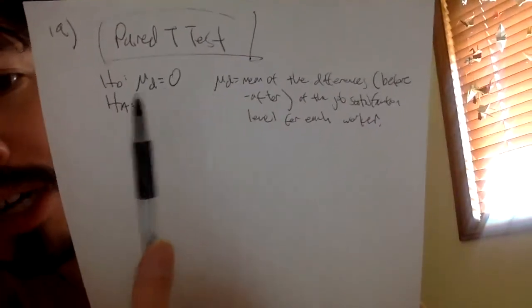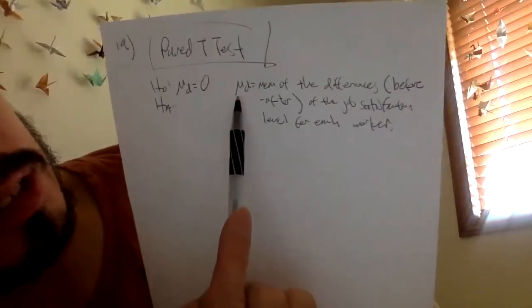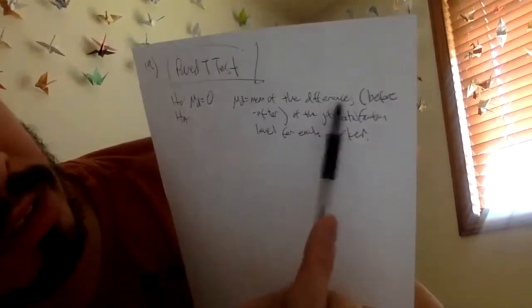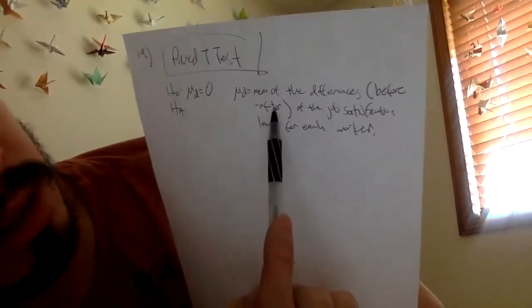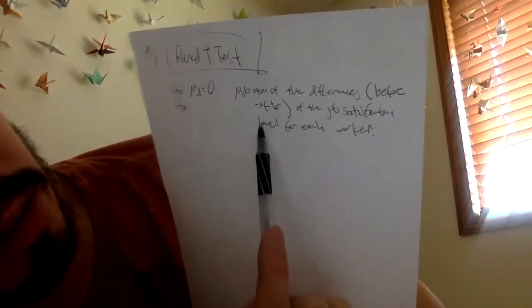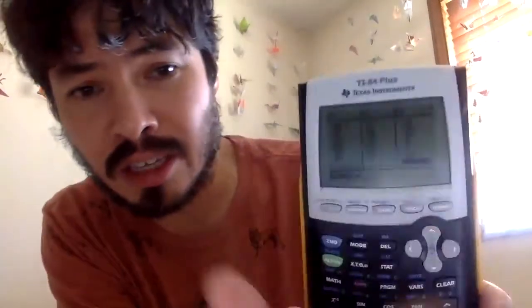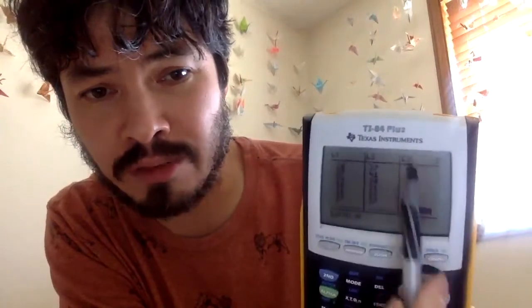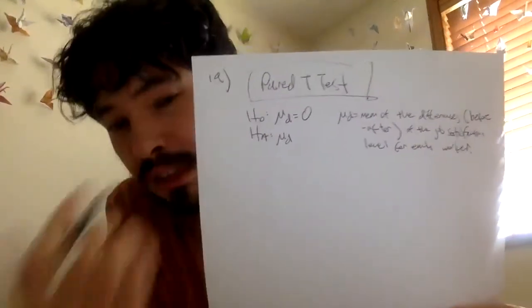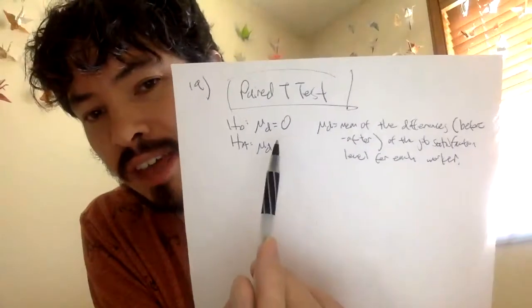What is that mean of the little d? That's the mean of the differences. I did before minus after of the job satisfaction level, for each worker. That's my list 3. It's all the differences. And if you average all those differences, we want to see if it is less than 0, right? We want to see if the program is effective.